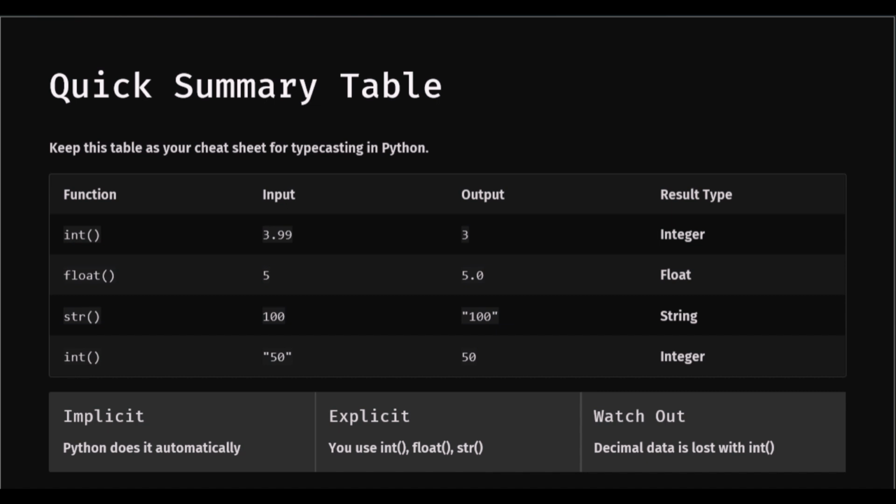At the bottom of the slide, we have 3 key takeaways. First, remember that implicit conversion is what Python does automatically. Second, explicit conversion is what we do ourselves using the functions we learned today. And most importantly, watch out. Always remember that decimal data is lost when you use int. Use these tools correctly, and you will have full control over your data in Python.